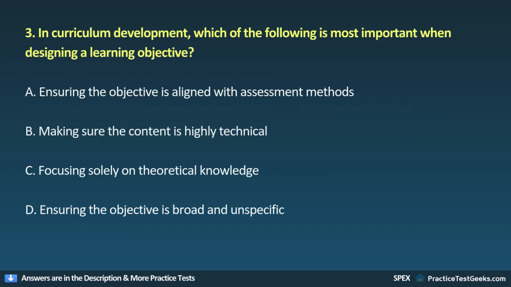3. In curriculum development, which of the following is most important when designing a learning objective? A. Ensuring the objective is aligned with assessment methods. B. Making sure the content is highly technical. C. Focusing solely on theoretical knowledge. D. Ensuring the objective is broad and unspecific.